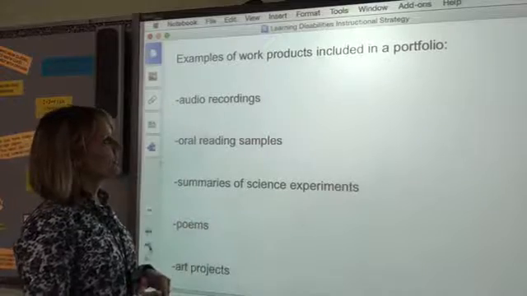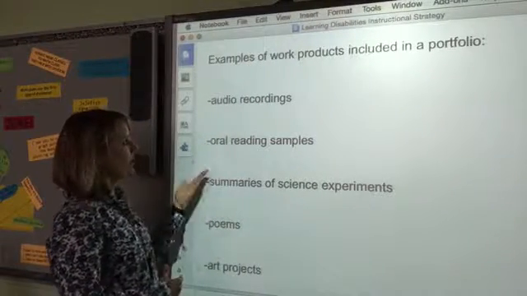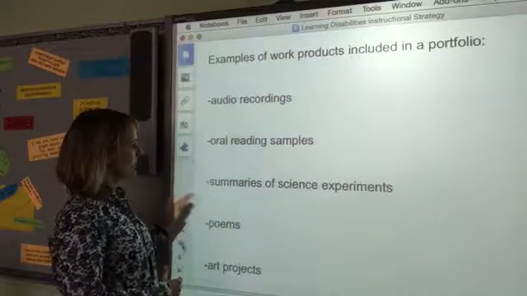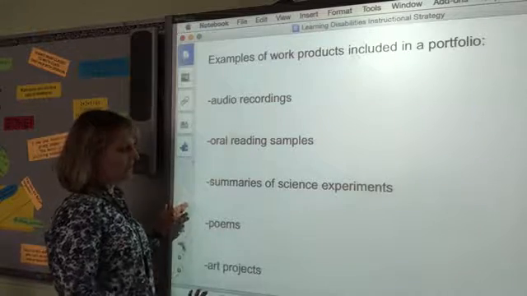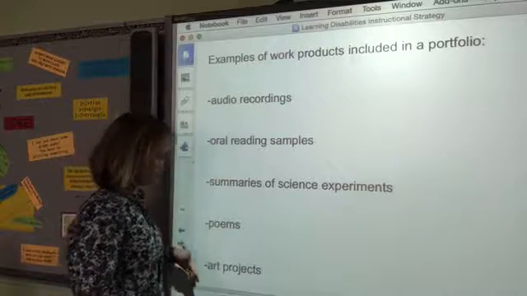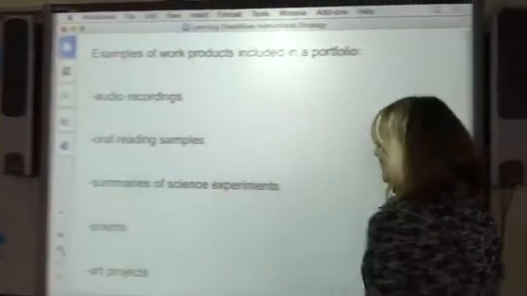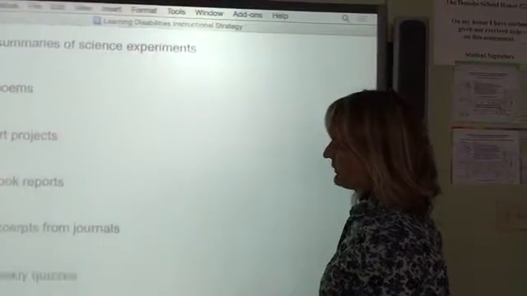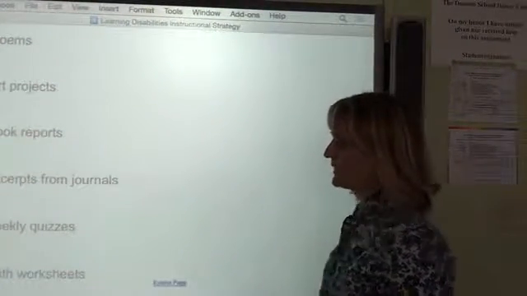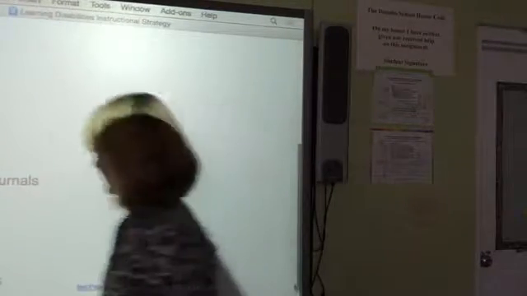Some examples of work products that could be included in a portfolio are audio recordings, oral reading samples, summaries of science experiments, poems, art projects, book reports, excerpts from journals, weekly quizzes, and math worksheets.